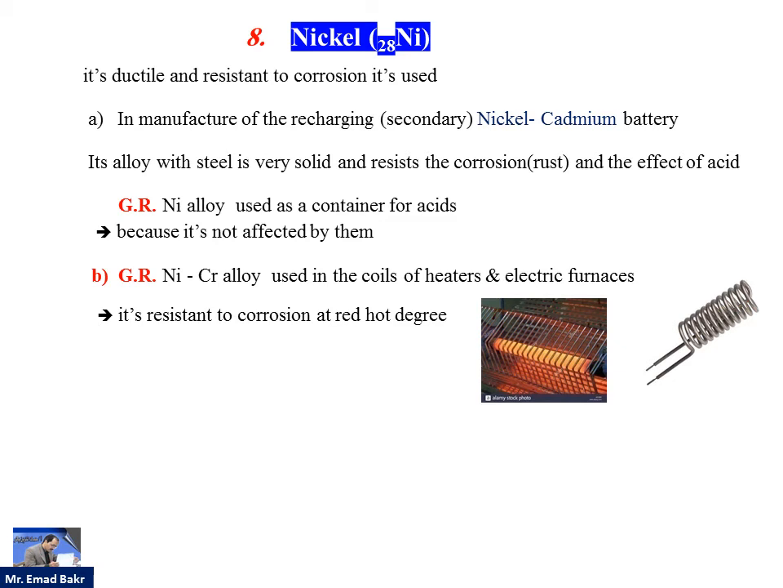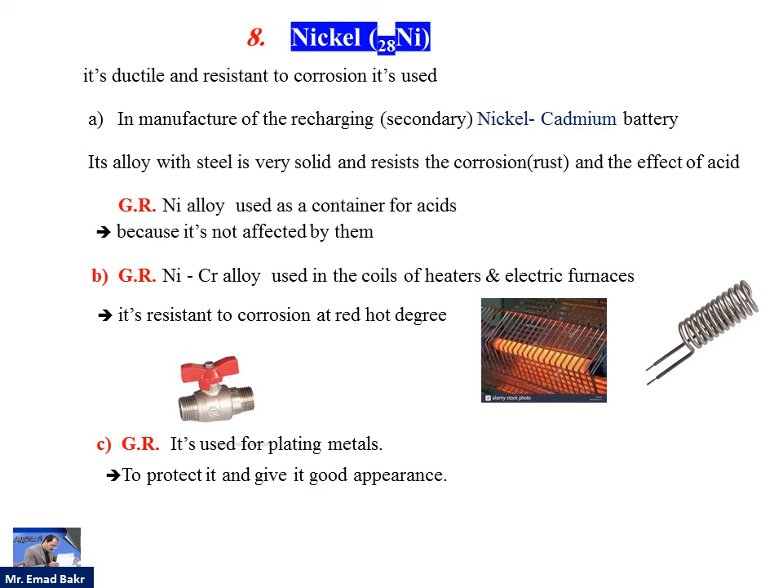Give reason: nickel-chromium alloy is used in the coils of heaters and electric furnaces, because it is resistant to corrosion at a red hot degree, not corroded. It's used for plating metals. Nickel is used for plating metals to protect them and give them a good appearance. Finally, divided nickel is used in hydrogenation of oil, as you will see in the organic chapter.